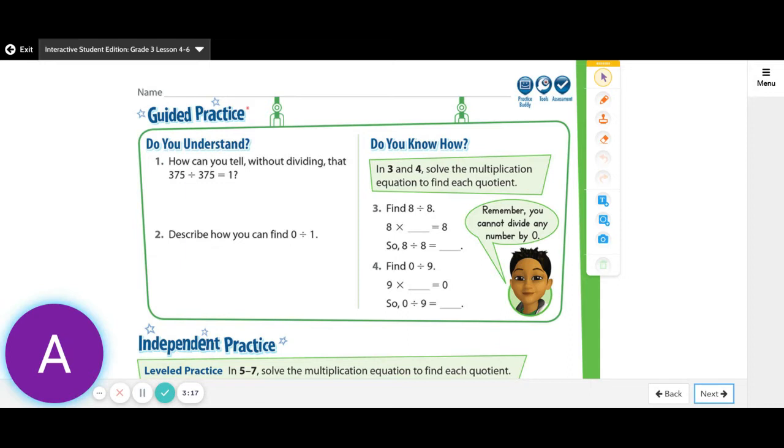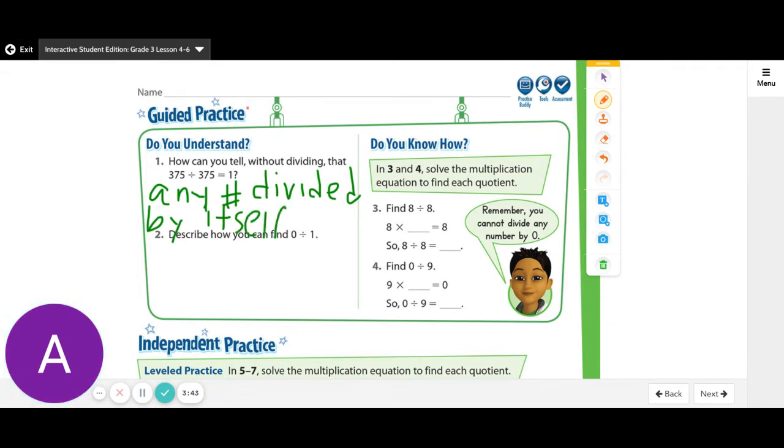Our next page. How can you tell without dividing that 375 divided by 375 is 1? Just like the rule we just looked at, anything divided by itself, or the same number, will always give us 1. So any number, we can use this for the number sign, divided by itself equals 1. Describe how you can find 0 divided by 1. Or anything, 0 divided by anything would just give us 0.